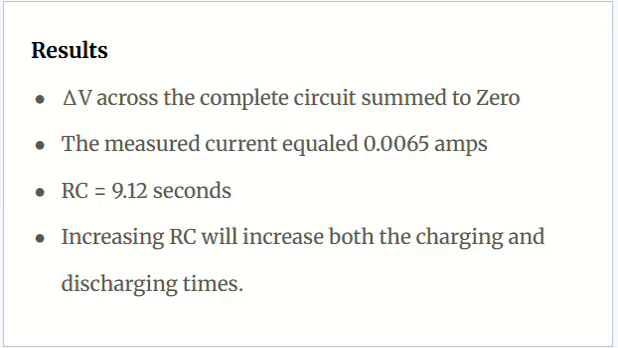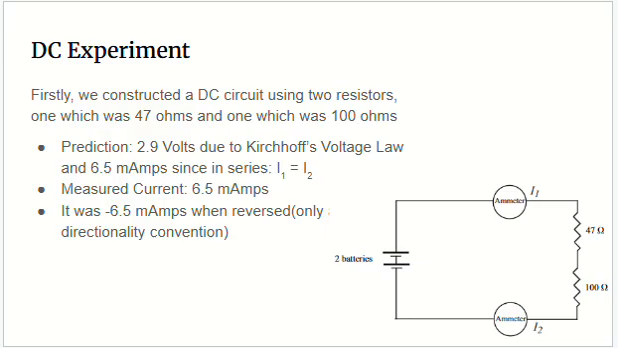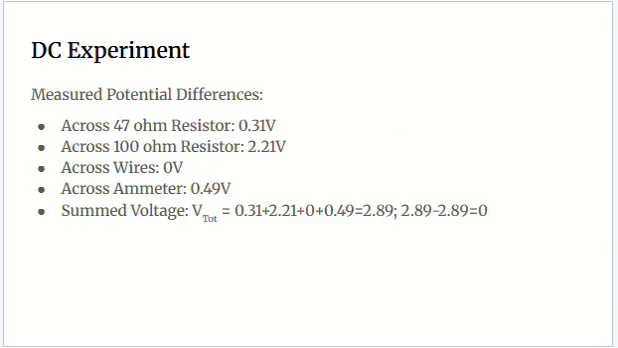For the DC experiment, we constructed a DC circuit using two resistors, 47 ohms and 100 ohms. Our prediction was 2.9 volts due to Kirchhoff's voltage law and 6.5 milliamps or 0.0065 amps, since in series, the current 1 equaled current 2.